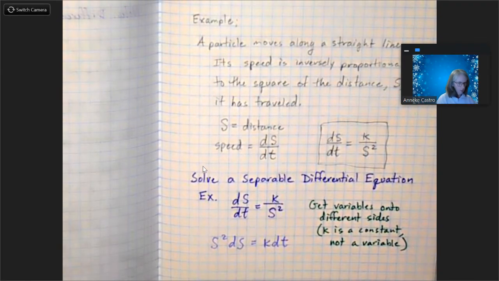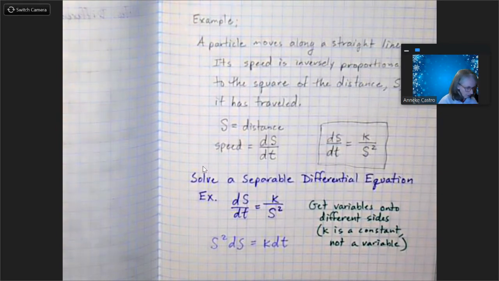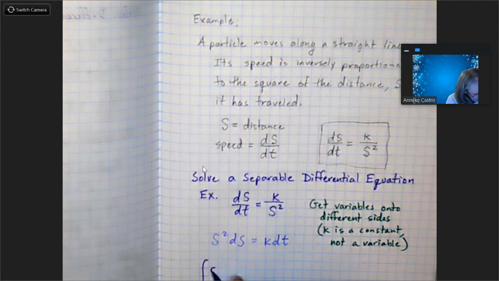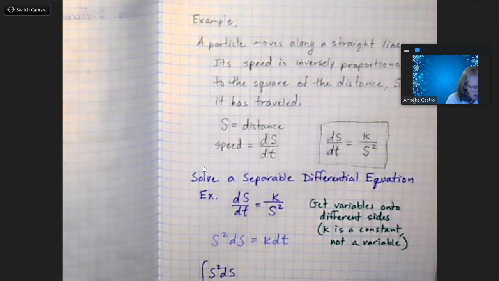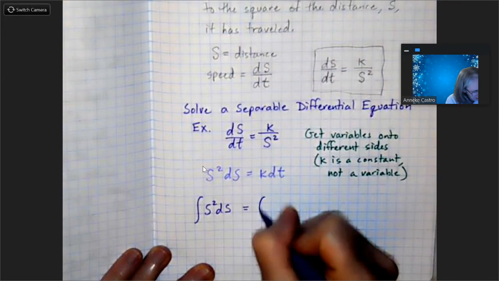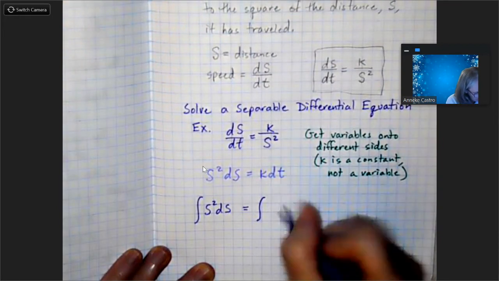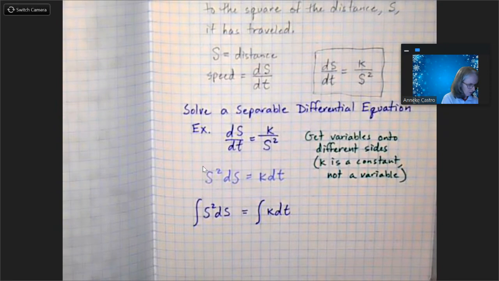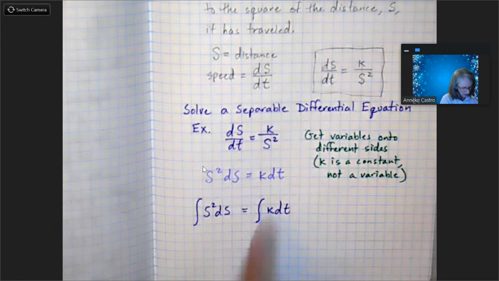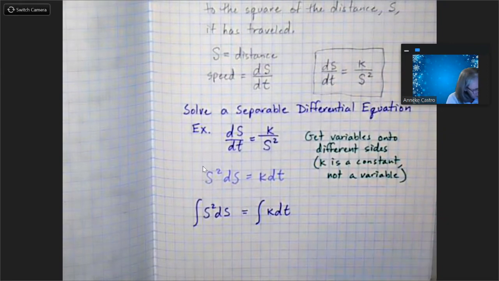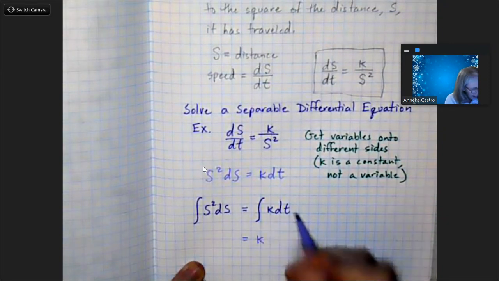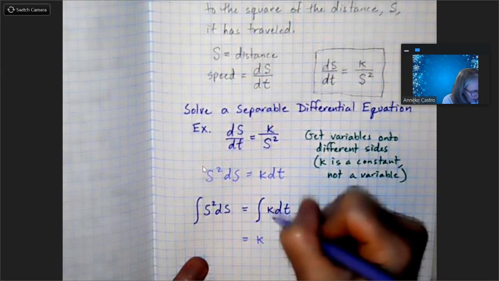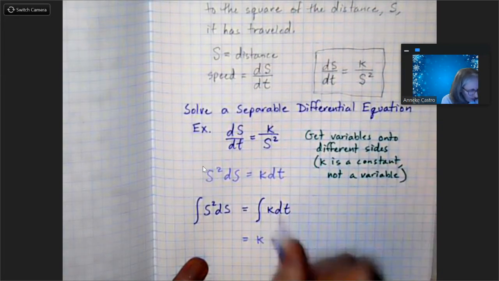Now, in order to get rid of these parts of the derivative, I can integrate both sides of this equation. So if I integrate s squared ds, doesn't that look familiar? That's going to be equal to integrating, since if we do something to one side we have to do it to the other, k dt. Remember, k is just a constant, just a number, so when we integrate it we just keep it. So I'm going to end up with k, and then dt you can think of as 1, the number 1. 1 dt would just be t.